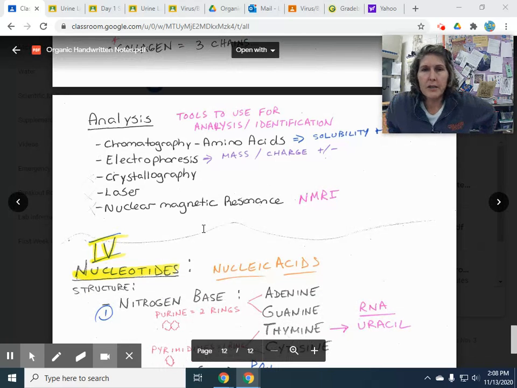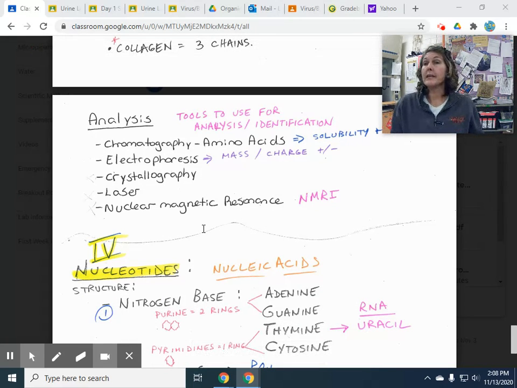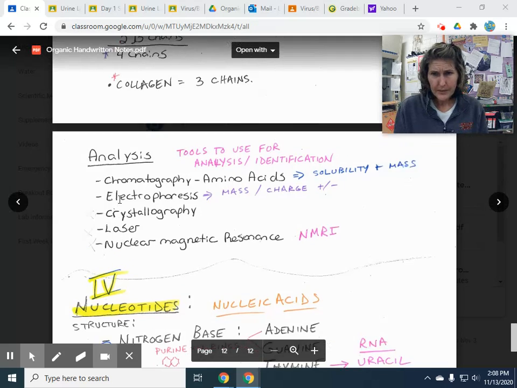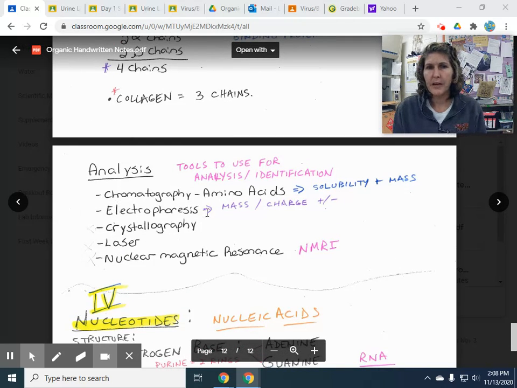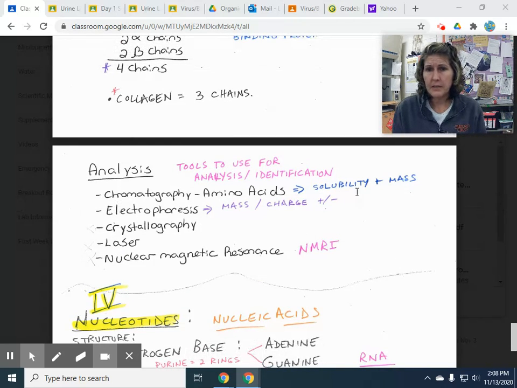Analysis of these particular ones, tools to use for analysis as well as identification of different macromolecules: chromatography. You can do chromatography with amino acids. We're still looking at solubility and mass, which is what we did with our chromatography lab. We didn't do amino acids. You guys did black marker, but we still spread things out or separated things out based on solubility and mass. Electrophoresis is what you guys did.